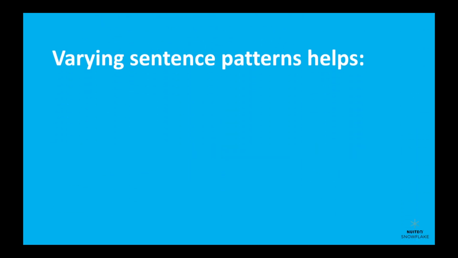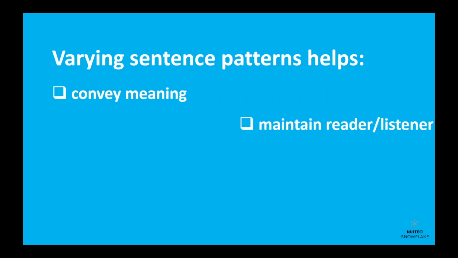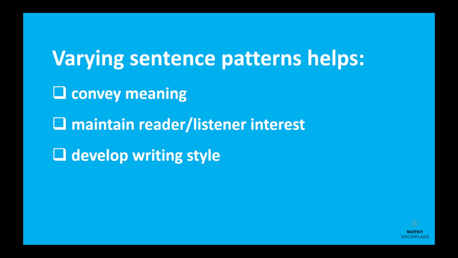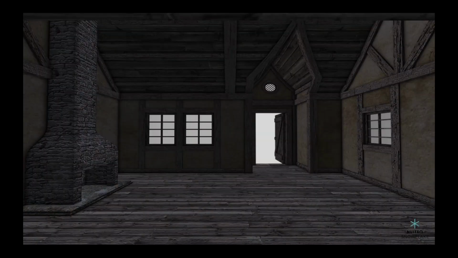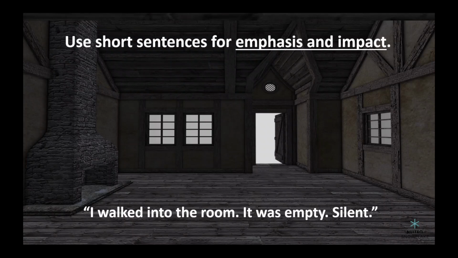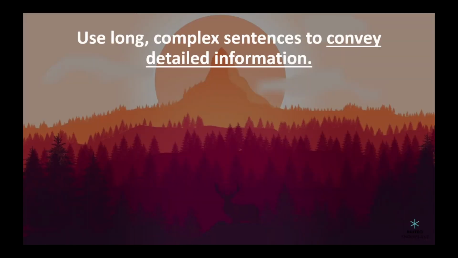Varying sentence patterns is an essential skill for learning, as it helps convey meaning, maintain reader or listener interest, and develop writing style. Here are 4 examples of how to vary sentence patterns. Use short sentences for emphasis and impact. For example, I walked into the room. It was empty. Silent.